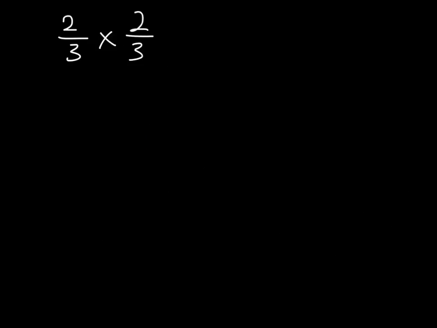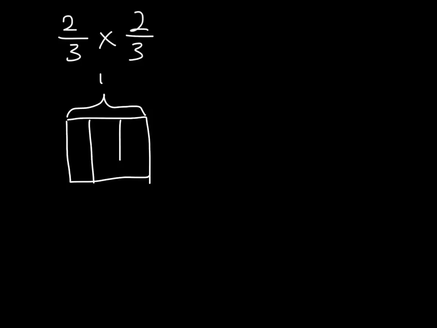Let's take a look at 2/3 times 2/3. There is no denominator that is larger in this case because they're both the same. So I'm going to draw my rectangular fraction model and label my whole, and I'm going to divide it into thirds to begin with, and I will highlight 2 of those thirds.